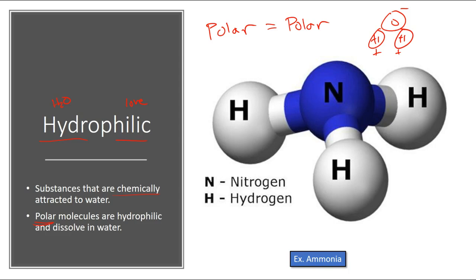Okay, if we look at ammonia, NH3 for instance, this is going to be a partial positive, partial positive, partial positive, partial negative. A water molecule can attach itself here or form a hydrogen bond here between this hydrogen and this nitrogen. Again, this is a partial positive, this is a partial negative. It can form a hydrogen bond. And so polar can attract to other polar molecules. Okay, that is hydrophilic, and these are interactions between polar molecules.